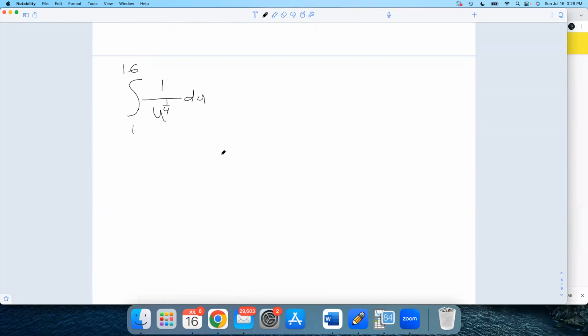So I want to write this guy as u raised to some power. Notice I'm integrating with respect to u. U is my independent variable here. So I want to write this as u to some power. So I hope you agree that that's u to the -1/4 power, du.